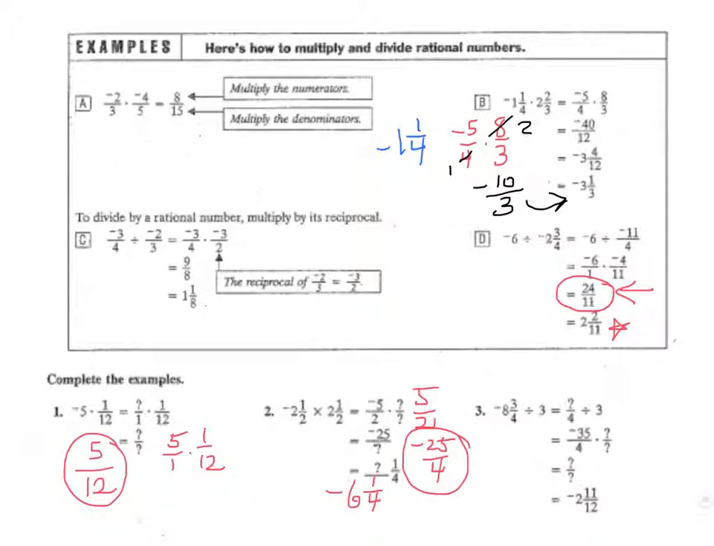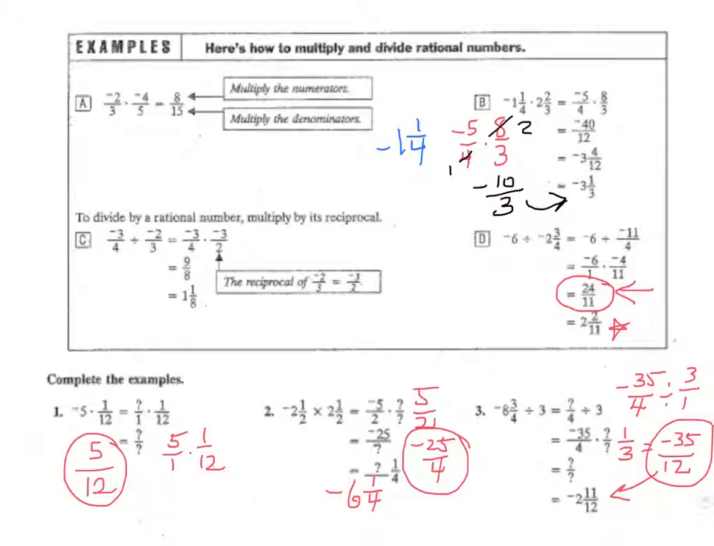Over here, -8 3/4 is -35/4 divided by 3 over 1. So that's -35/4 times 1 over 3. There are no common factors, so that's going to be -35 over 12, which becomes that as a mixed number, but it is not necessary. This answer is good enough.